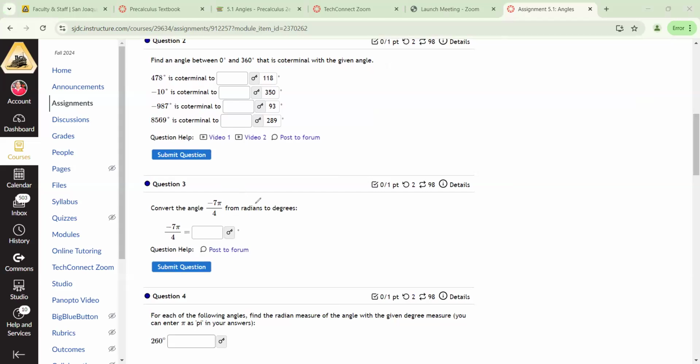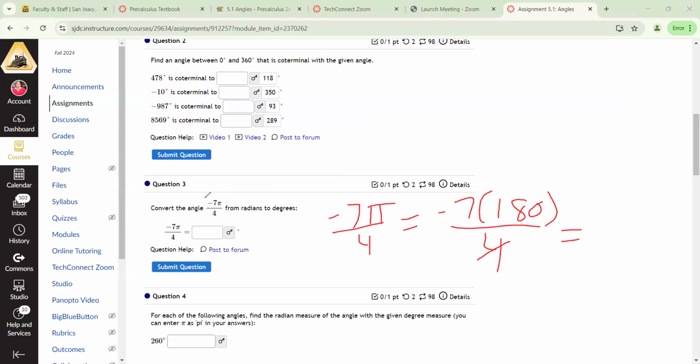Which says convert this angle from radian to degrees. So we simply say negative 7 pi over 4. To convert it to degrees, fill the pi value as 180. When you do that, you can reduce 180 over 4. They both are divisible by 4. So this would be 45 here. And then you multiply 7 with the 45. It's negative 315 degrees. Okay.